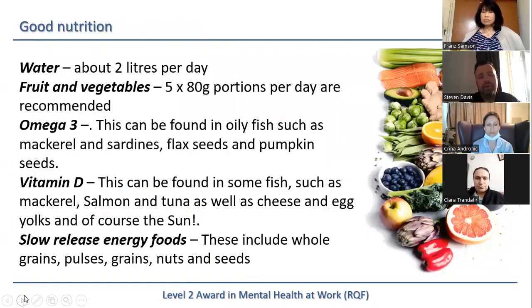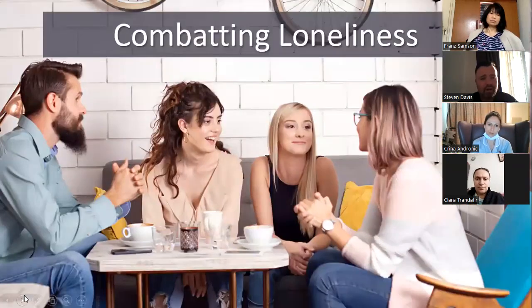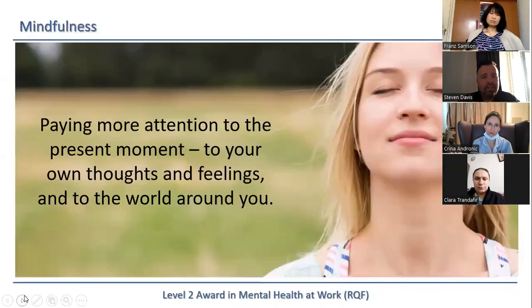Good nutrition. So again, water, we know roughly 2 litres, but just for normal bowel stuff. Fruit and veg, 5 portions, which we all know about. Omega-3, fish, mackerel, sardines, flax seeds, and pumpkin. Vitamin D, which is our sunshine stuff. So again, we're good for that. And again, slow release energy foods such as pulse grains, nuts and seeds, because slow release of energy keeps our GI levels up.